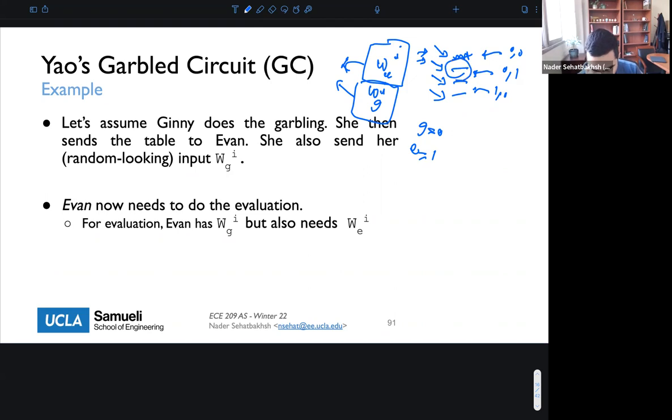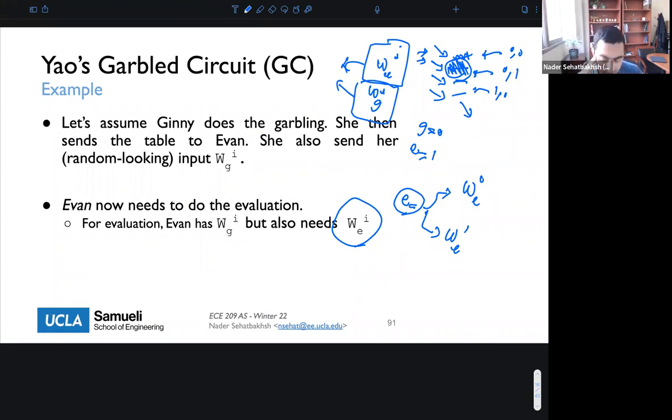So for example, if the input is 0, 1, Eve can only decrypt this line, and the key doesn't match any other. So it basically creates garbage when trying to decrypt the others, right? So now the only thing that remains is how Eve gets WEi. Remember, Eve has access to E, but has no idea what the correct label for his input is. So he doesn't know what WE0 and WE1 look like, right? So he needs to somehow get this.